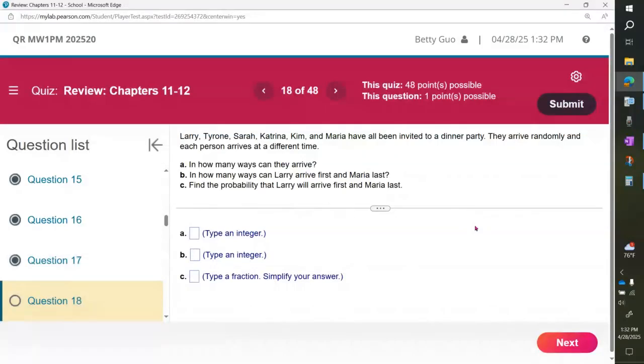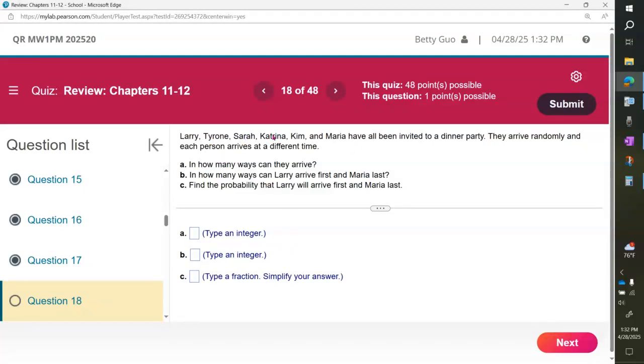Question number 18. Larry, Tyrone, Sarah, Katrina, Kim, and Maria have all been invited to a dinner party. They arrive randomly, and each person arrives at a different time. We're going to complete the following 3 parts. The first part, in how many ways can they arrive? What matters is not their names. What matters is how many of them.